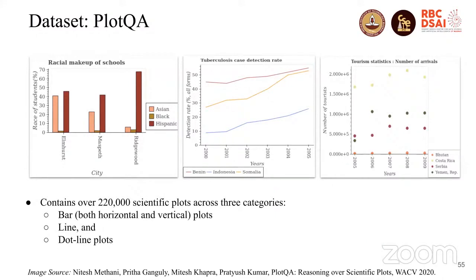And if you look at these axis labels, they are all sourced from real world data. So this is, for example, race of students in a particular university. And then this is the number of tourists that visit a particular place or a country in different years and all that. And this is sourced from various data sources like World Bank and international data sources. Right? So it has very realistic plots to begin with.